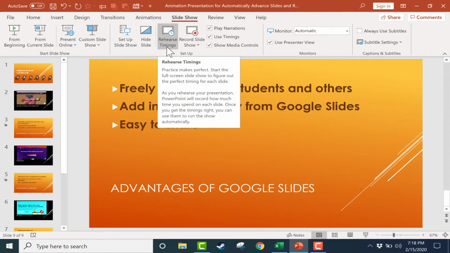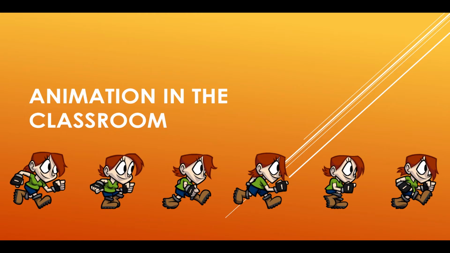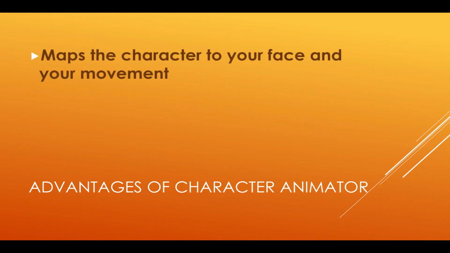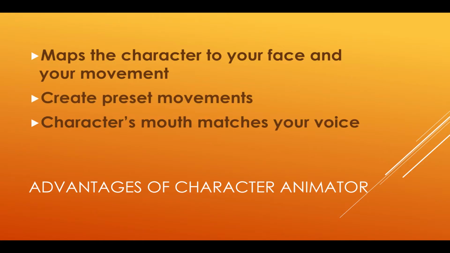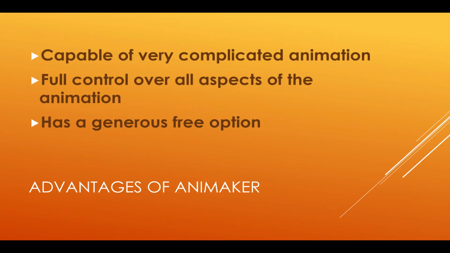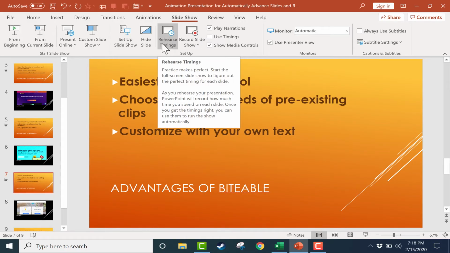Now, sometimes you may not want those timings to be in effect. Maybe I want to do the presentation again and talk through the slides in more detail. All I have to do is uncheck Use Timings, and now when I click Present or Present from the beginning, now the timings are not being used. I am now having to click using a presenter remote or using the keys on the keyboard in order to advance through the presentation.